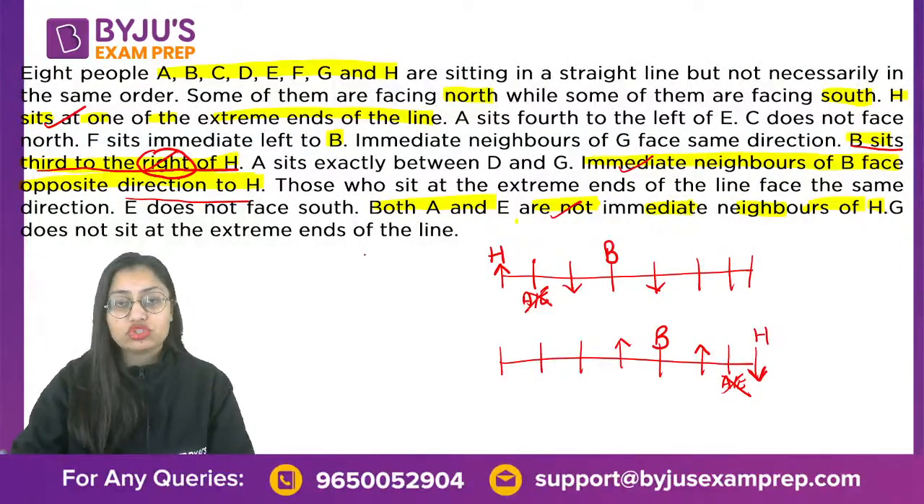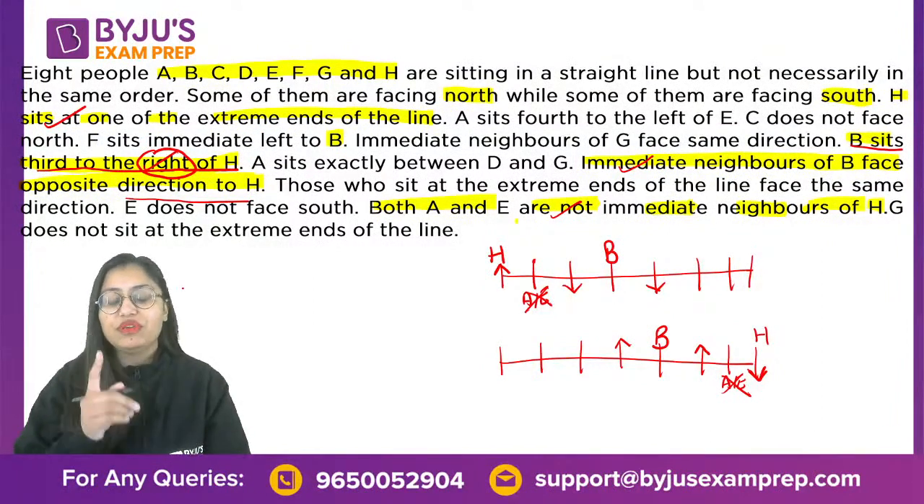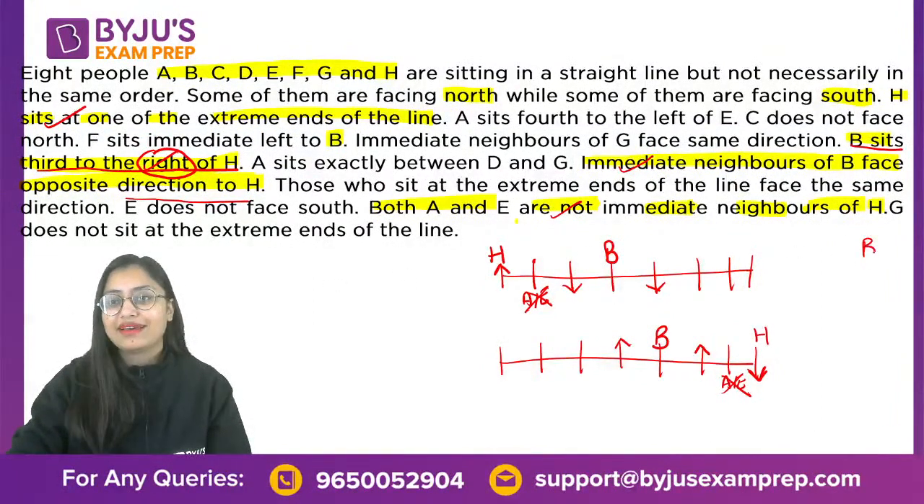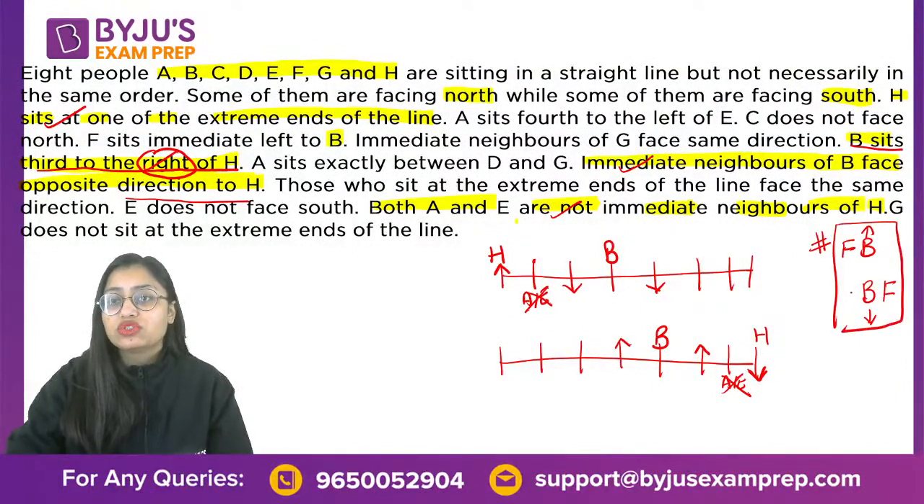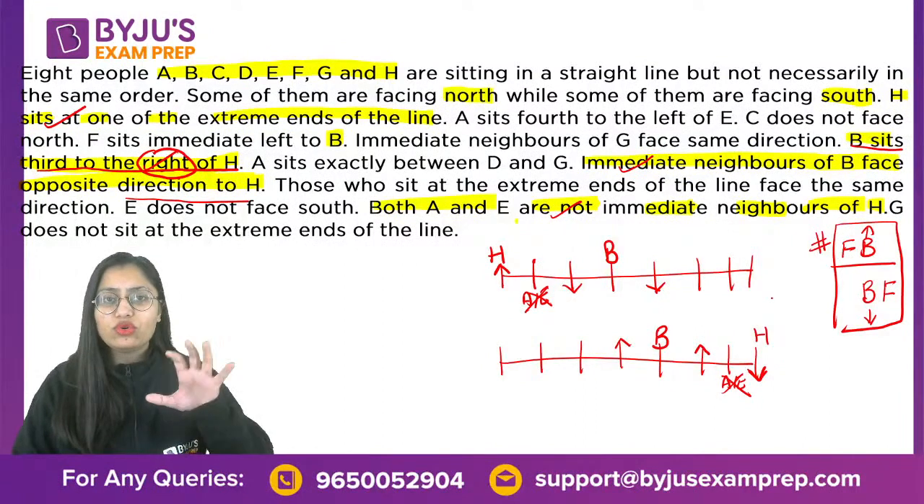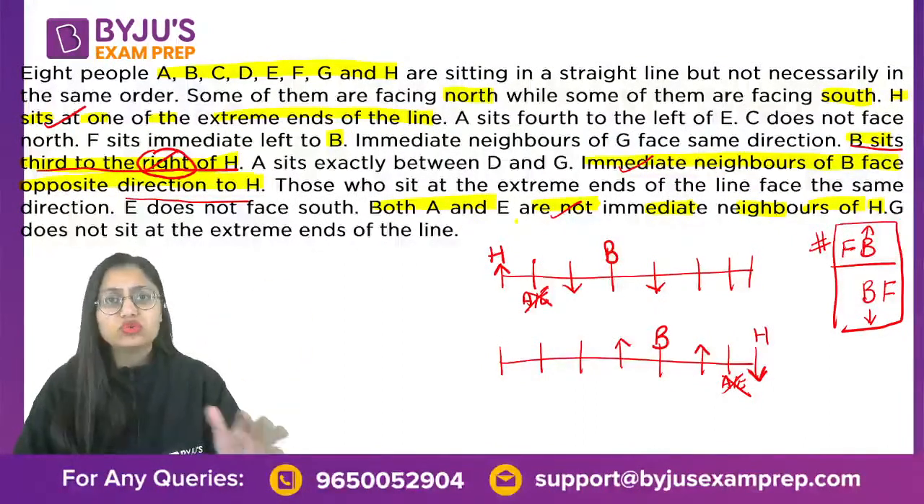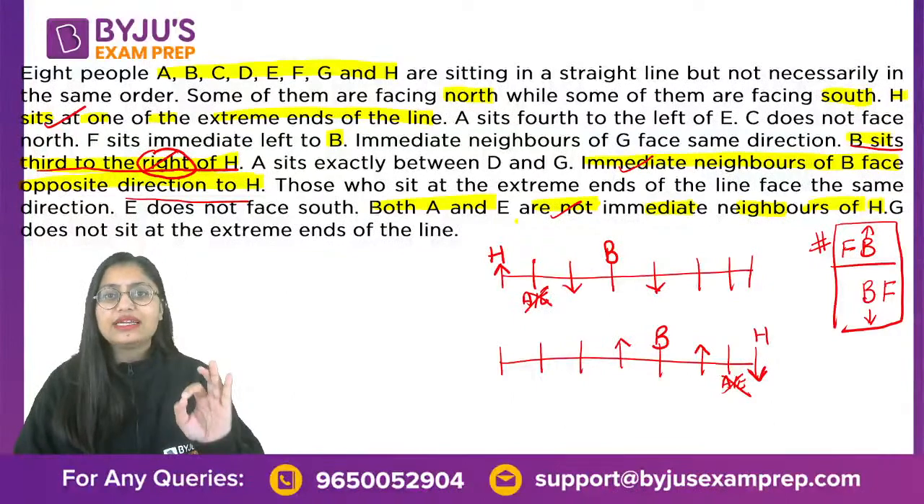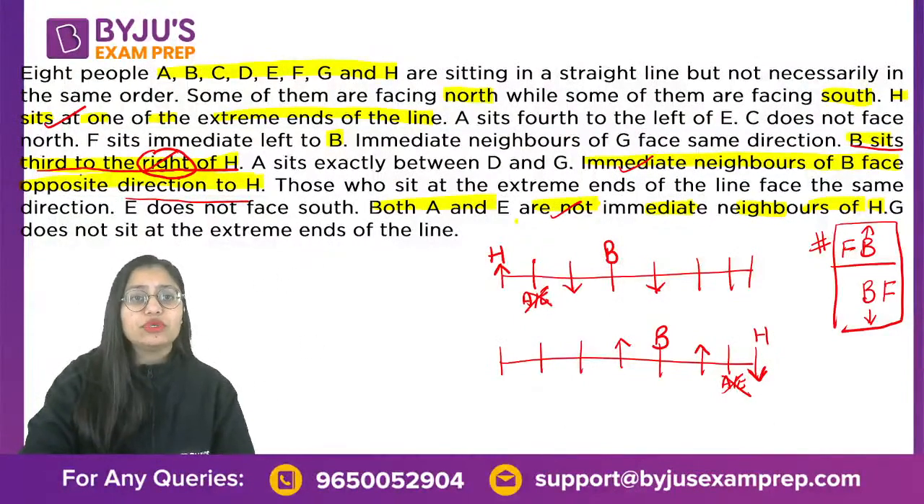What is the next information? F sits immediate left to B. Again a problem. If B faces towards north, F must be sitting over here. If B faces towards south, F should sit over here. So these are the two possibilities regarding this particular piece of information. Can I use it? Yes, if you want to draw 4 lines, go ahead and use it. Otherwise, you can wait and look for any other piece of information which is going to help. So I've kept this aside.